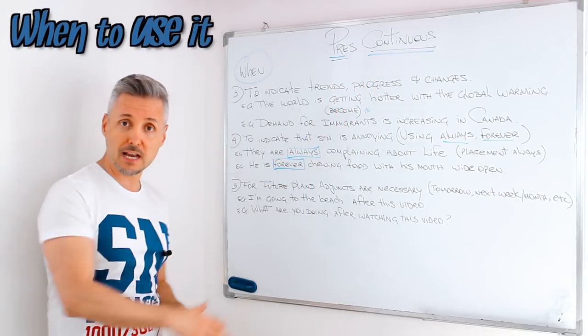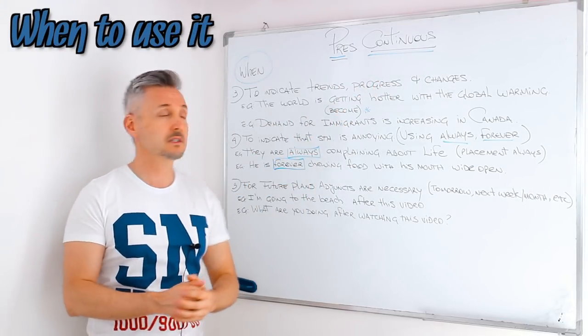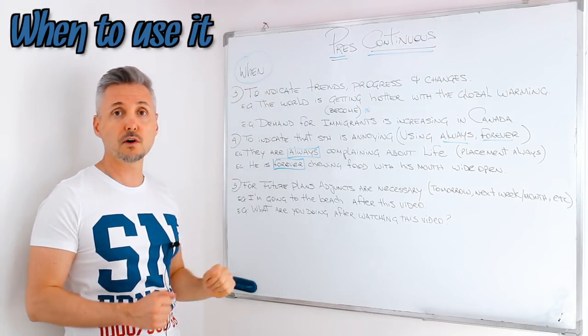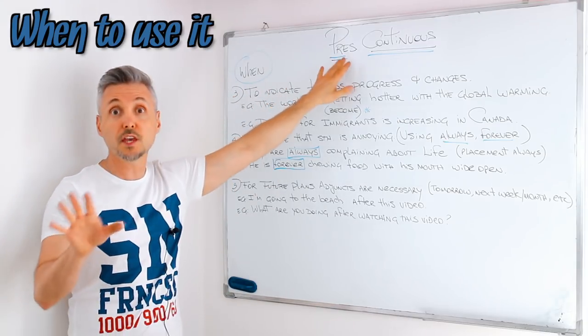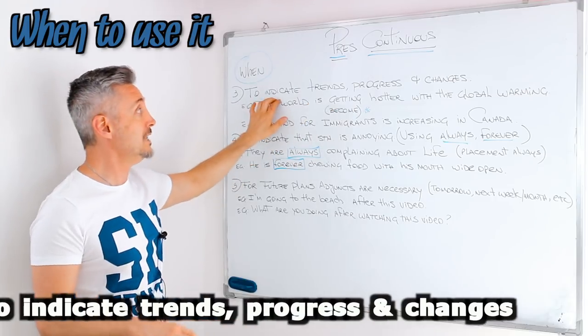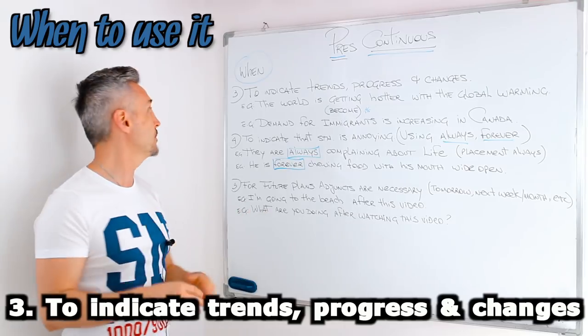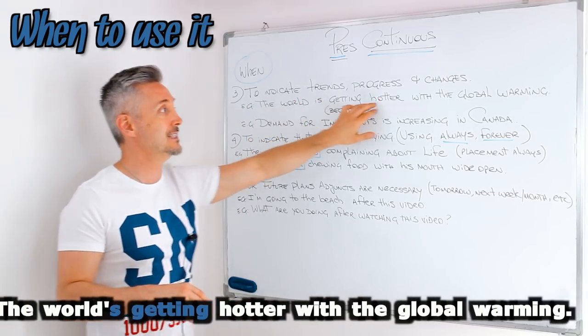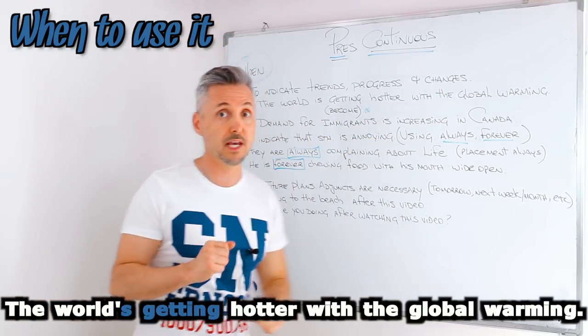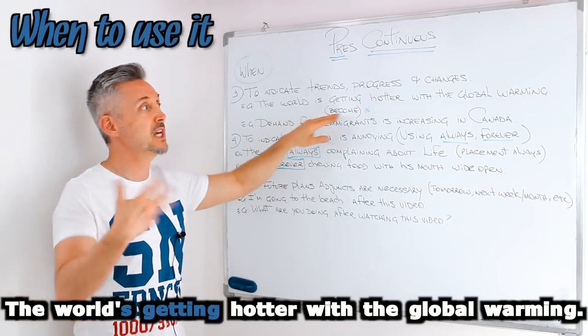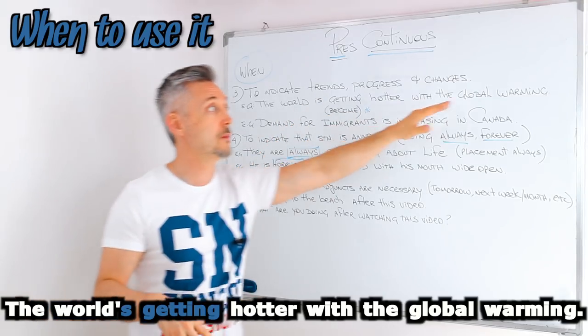Now, going back to our lesson of the present continuous, we have the third point to indicate, so we use the present continuous to indicate trends, progress, or changes. For example, the world is getting hotter with the global warming. Is becoming hotter with the global warming.